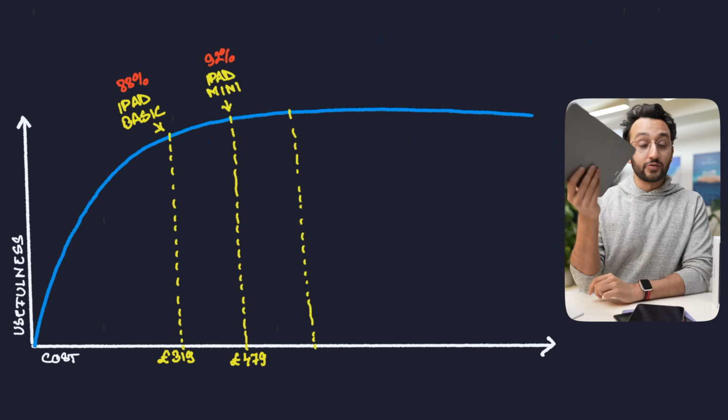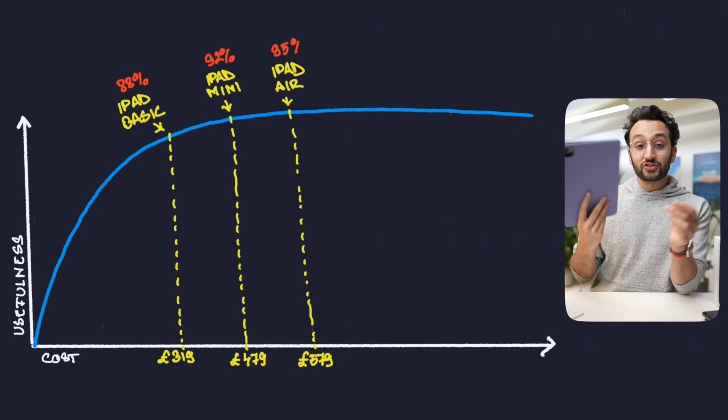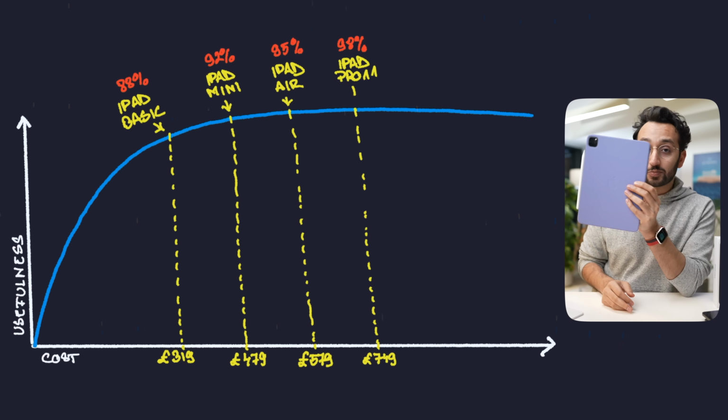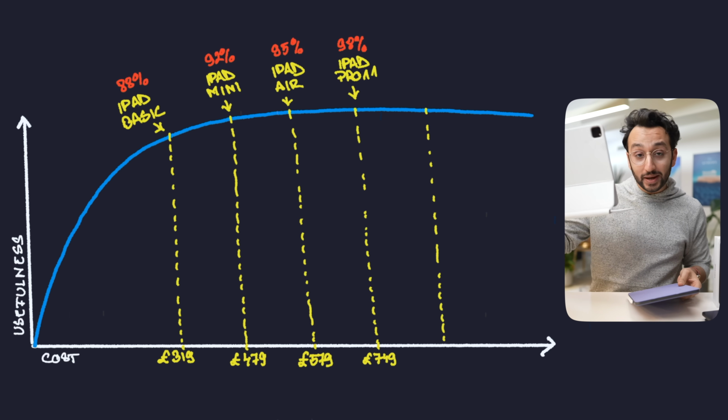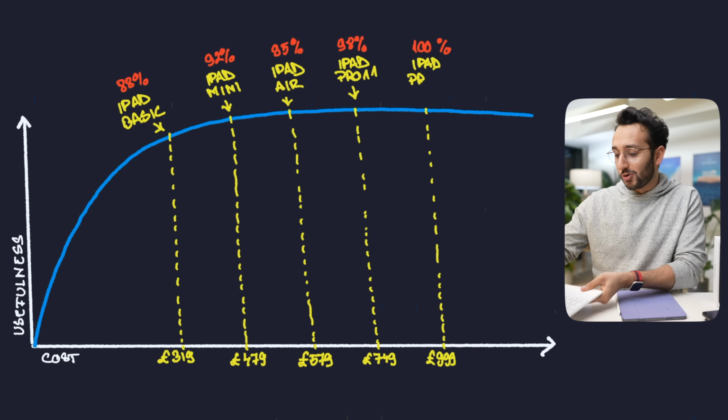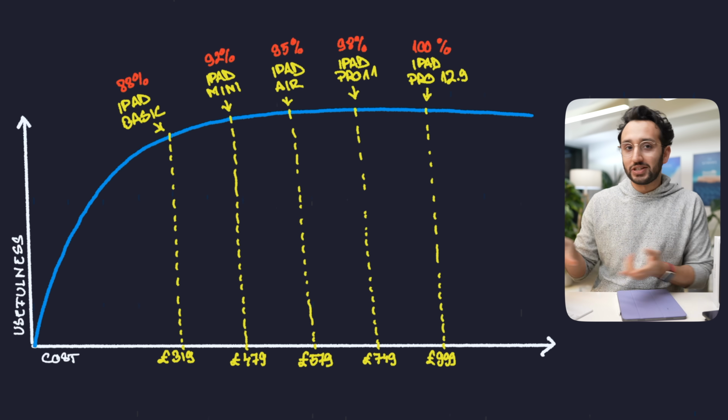Spend an extra £100 and go for the iPad Air and you go up to 95%. Paying an extra £170 then takes you from 95 to 98% with the 11-inch Pro. And then paying an extra £250 takes you from 98 to 100% with the 12.9-inch M1 iPad Pro with the, I don't know, fancy XDR display that they've got on it.